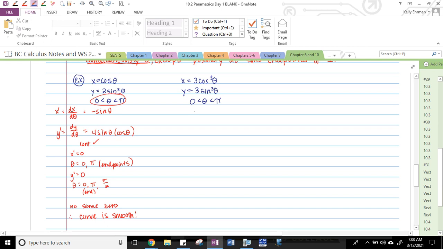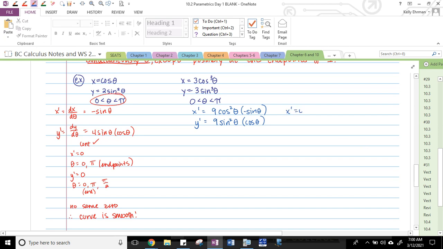Do the same thing for this one. So let's find x prime. I'm just going to write x prime this time. Power rule makes it 9 cosine squared theta. Chain rule says times the derivative of cosine, negative sine theta. And what about y prime? Power rule, 9 sine squared theta. Chain rule times cosine theta.